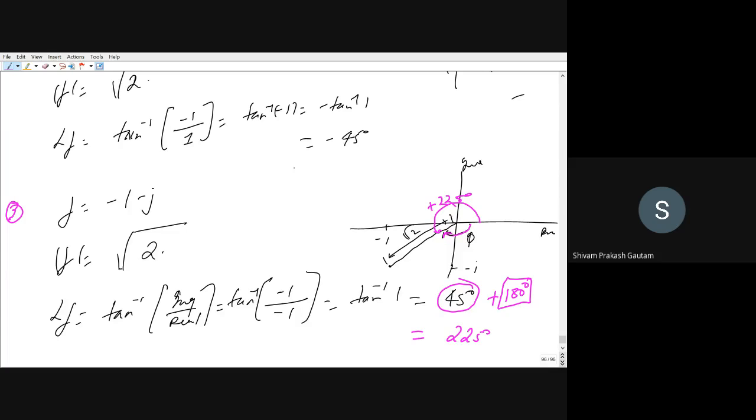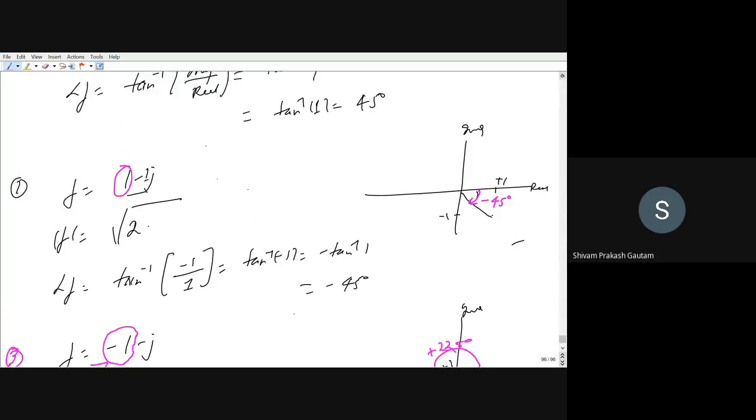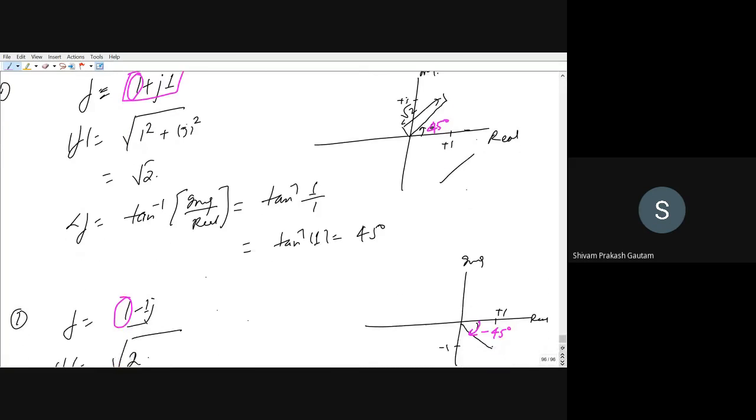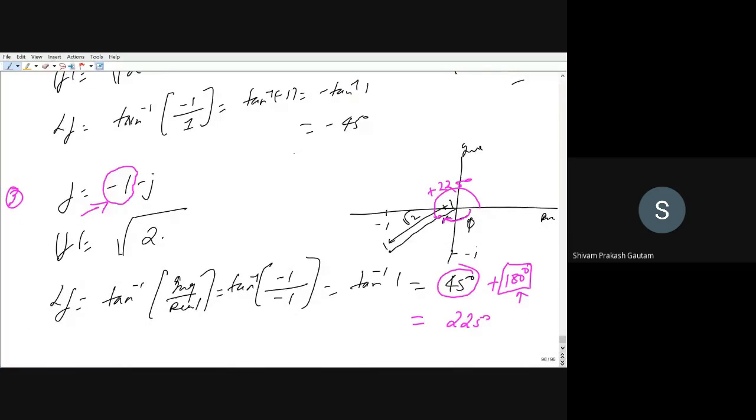So what is the thumb rule? If you are having the negative real part, just focus on this. If you are having the negative real part, then add plus 180 degree to the phase. Earlier in the two problems, we did not have a negative real part. You can see this is a positive real part, and here also we have a positive real part. So the problem was not there. But right now you can see we are having the negative real part. So we have to add plus 180 degree to the phase. Then only you will get the correct phase.